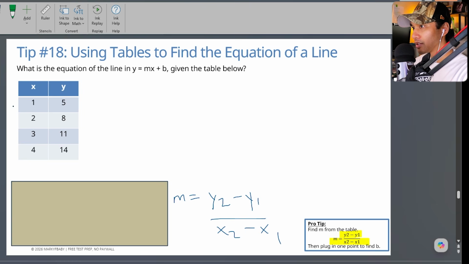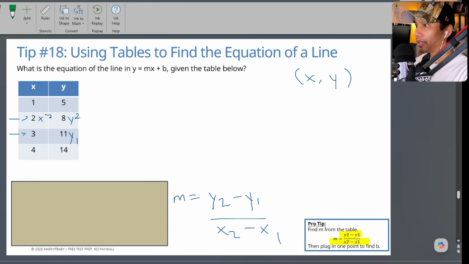So let's just choose two coordinates, and a coordinate is just x and y. That's a coordinate. So I am going to choose (3, 11) and (2, 8). And you cannot mix up the y2 and the y1 and x2 and x1. For example, if I choose this as my y2, this cannot be y1 over here. This has to be the y1. And then that means this has to be the x2 because I chose that as the y2.